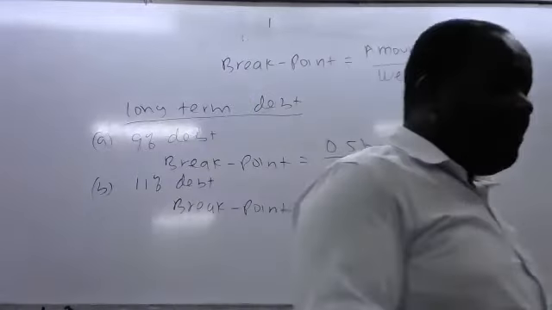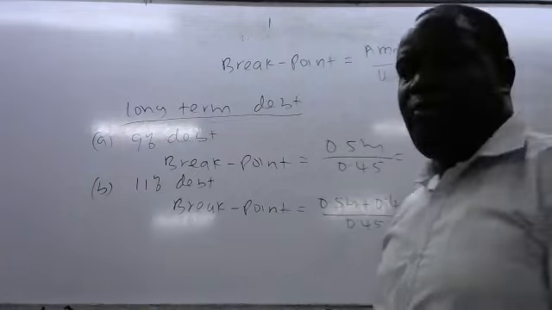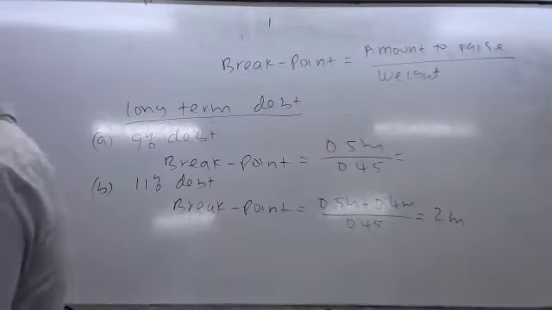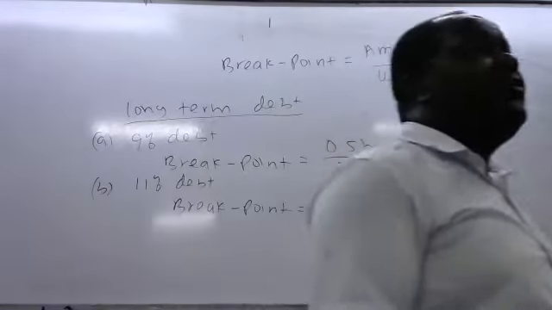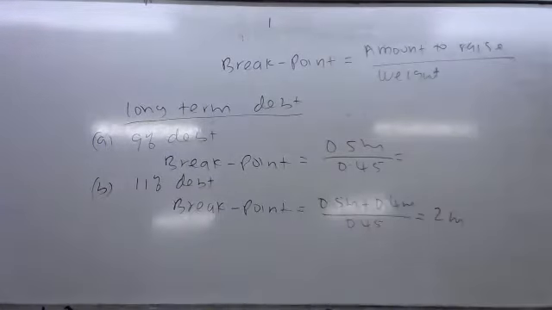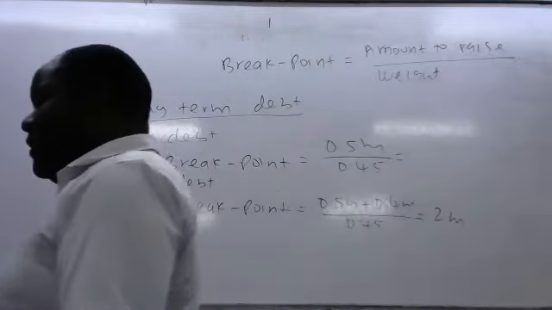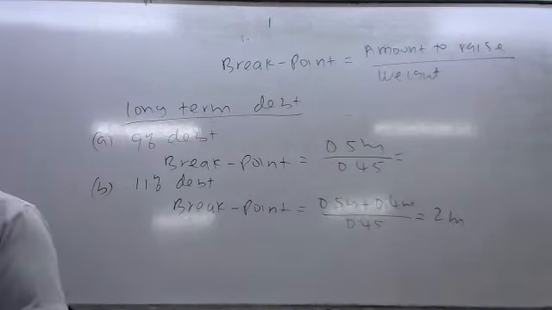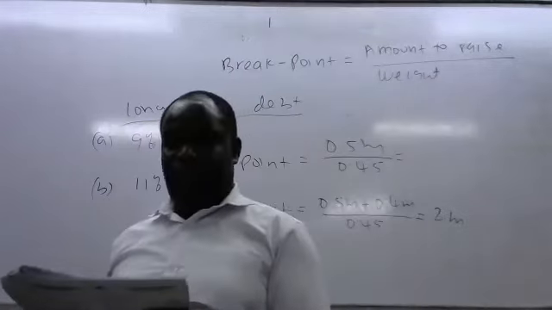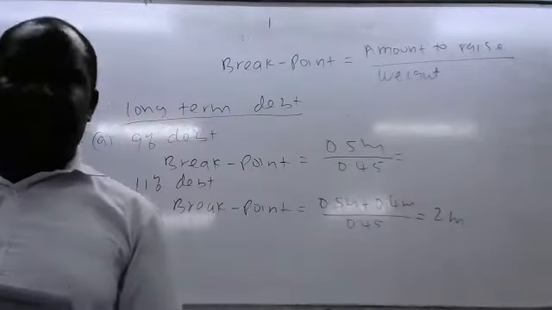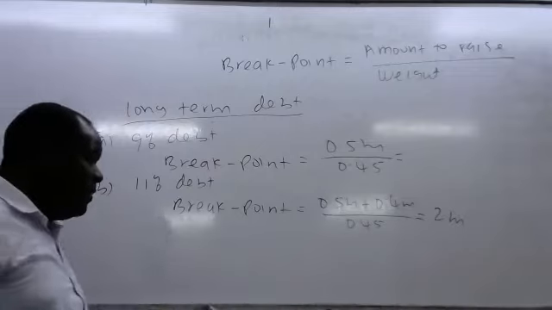So that's now our Roman letter 1, where you are to get the breakpoint. So we go to the Roman letter 2. Roman letter 2 is where you compute the weighted marginal cost of capital in each of the intervals between the breaks in the MCC schedule. So let us now check how to go about that.